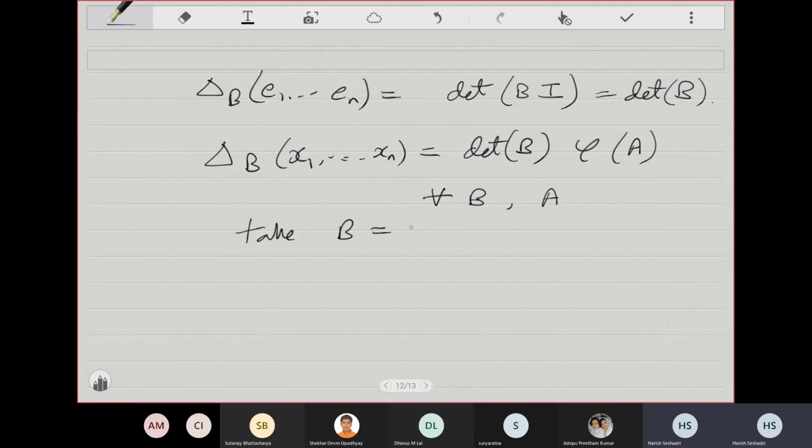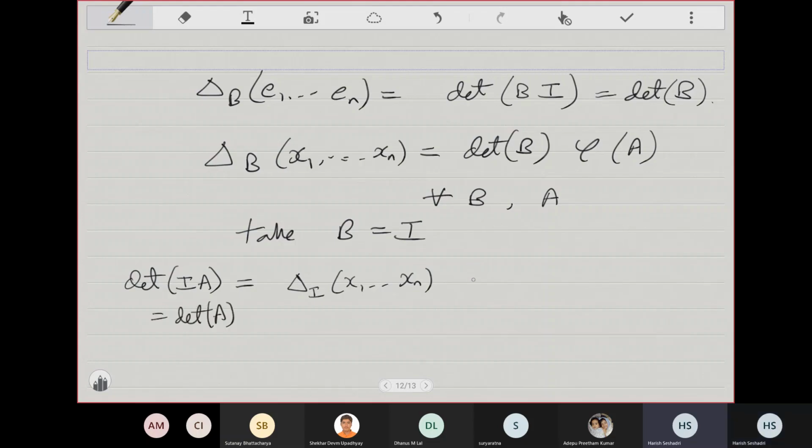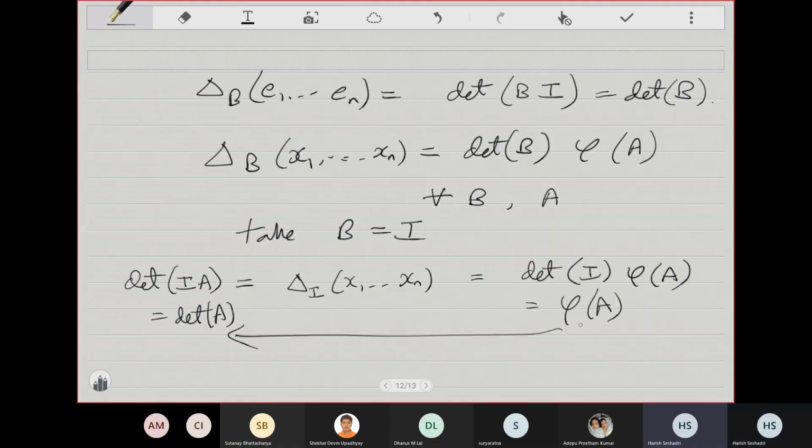Now you take B equals I. Then what you get is delta I x1, x2, up to xn, which by definition is the same thing as determinant of IA, equal to determinant of A. And on the right side, I'll get determinant of I times phi of A. Determinant of I is 1. So phi of A is det A.